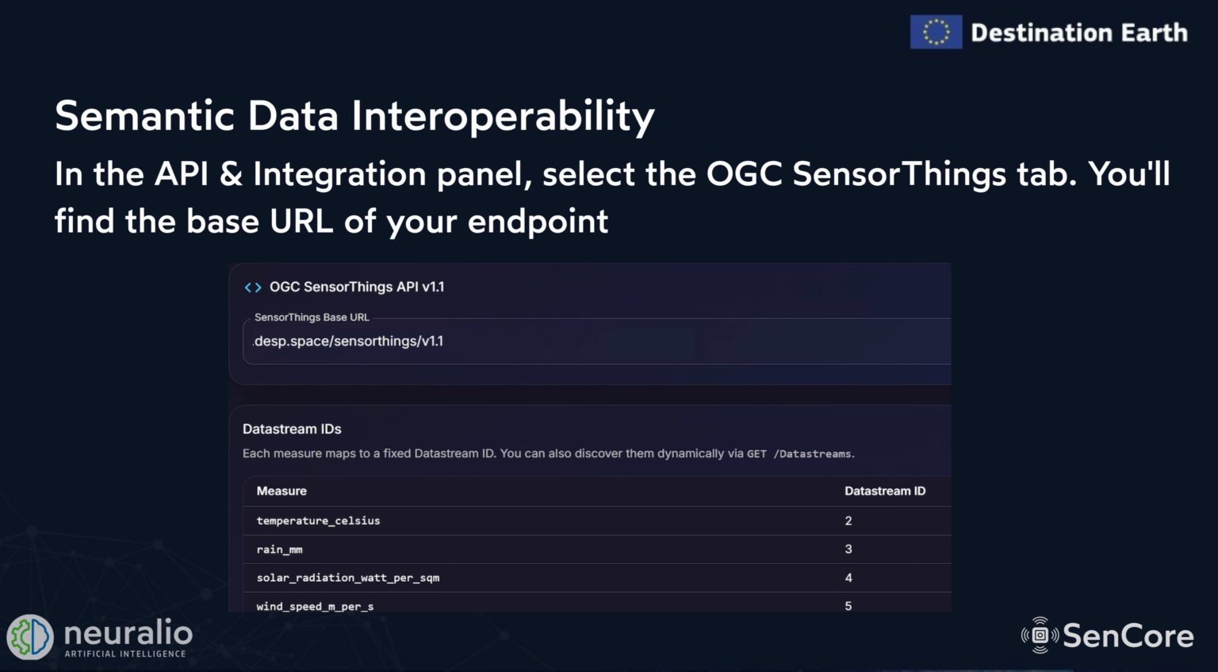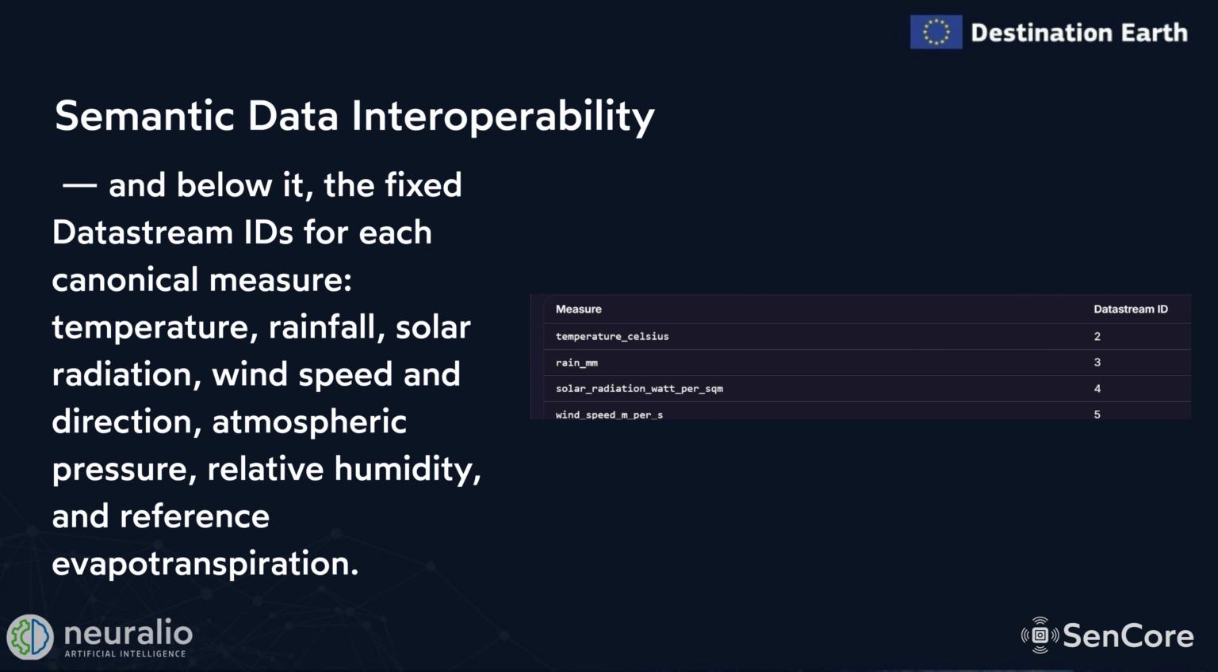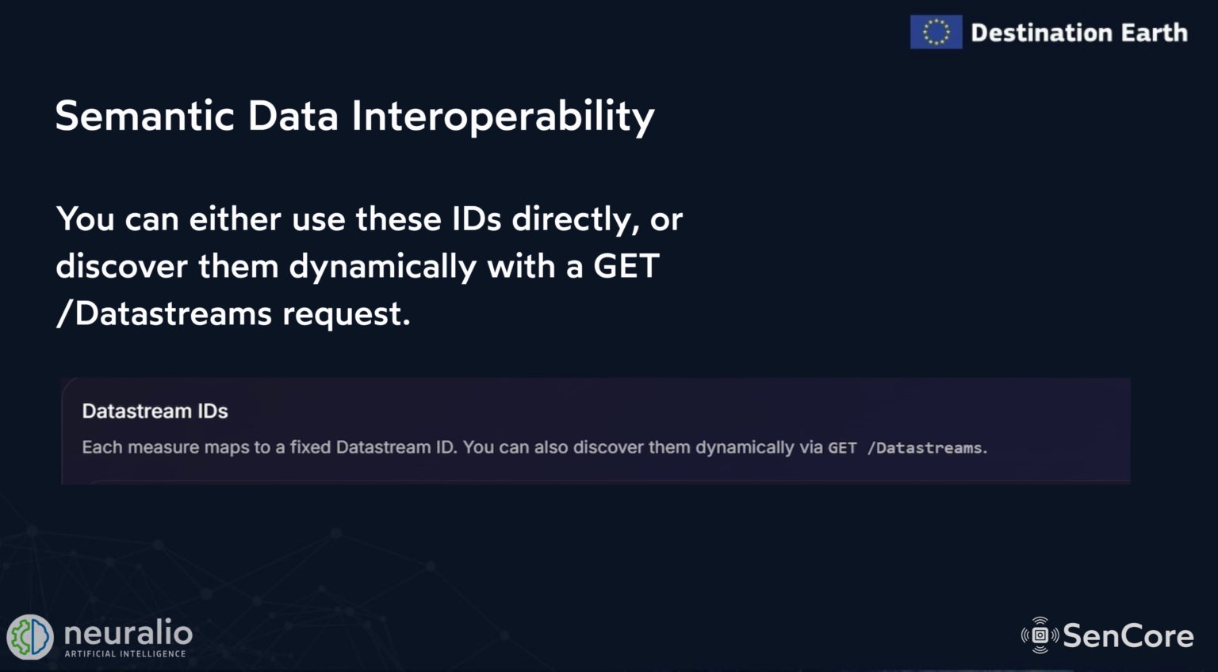In the API and Integration panel, select the OGC Sensor Things tab. You'll find the base URL of your endpoint, and below it, the fixed datastream IDs for each canonical measure: temperature, rainfall, solar radiation, wind speed and direction, atmospheric pressure, relative humidity, and reference evapotranspiration. You can either use these IDs directly, or discover them dynamically with a Get Datastreams request.